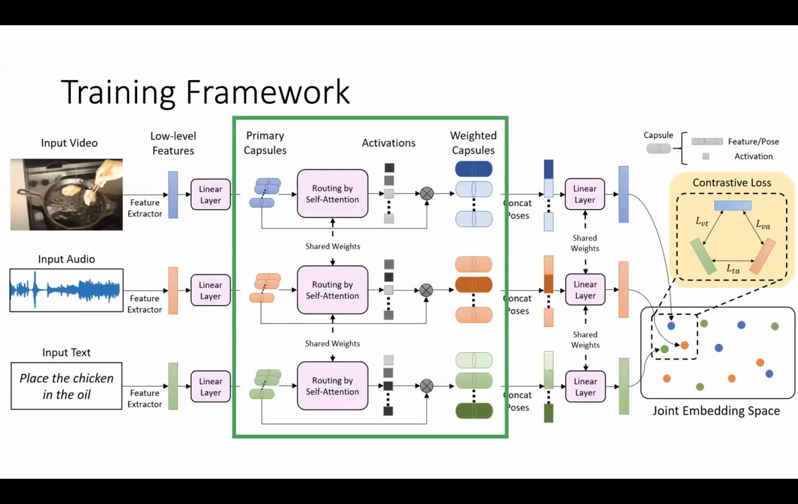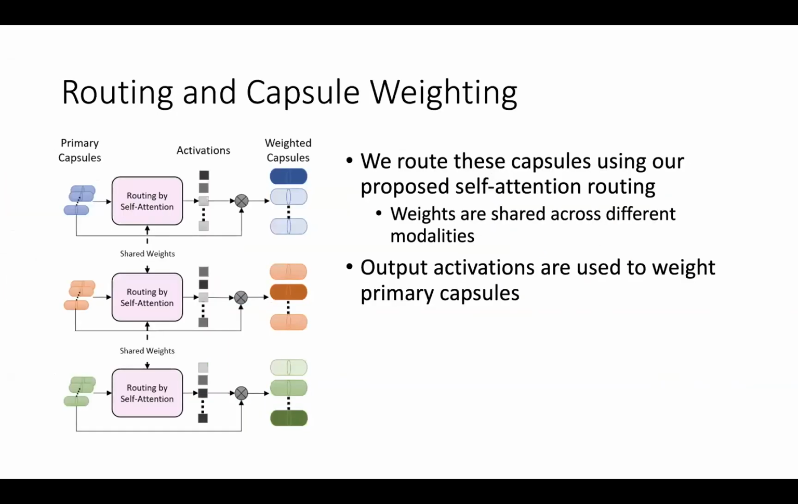Then from the primary capsules, we use routing by agreement to get a set of activations and use these activations to weight the capsule outputs. So this routing operation obtains a new set of capsules whose activations are used to weight the primary capsules, which are used to generate our final representation.